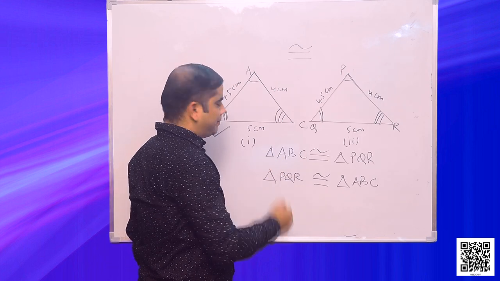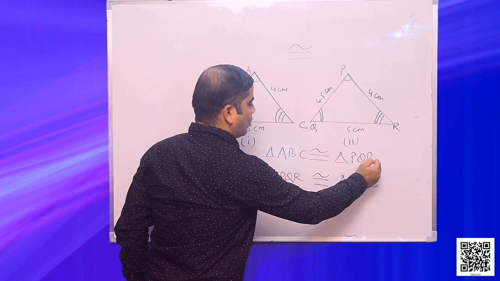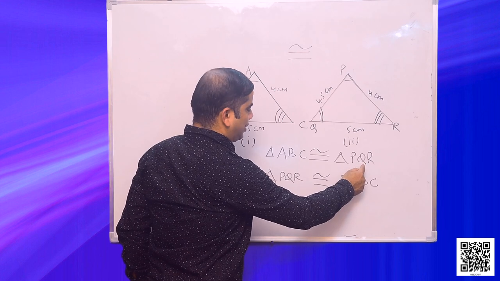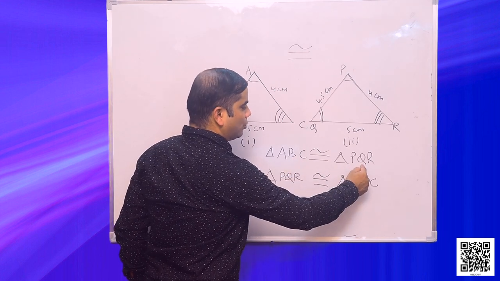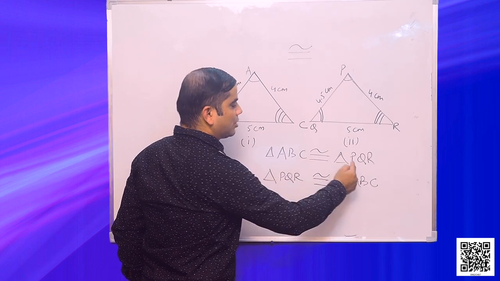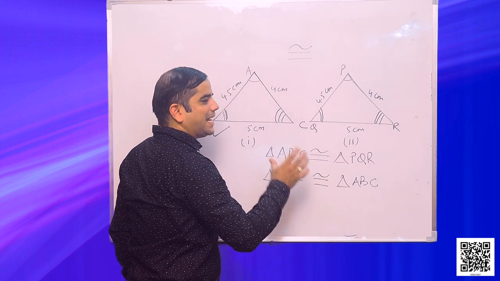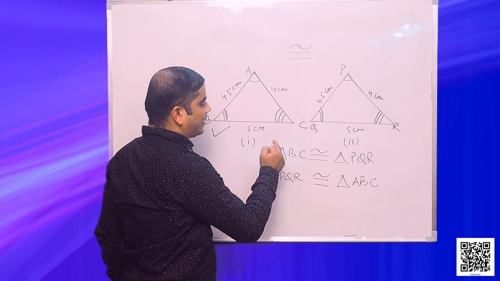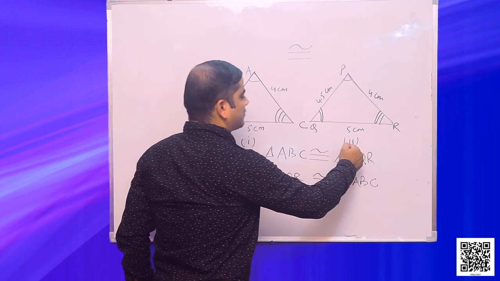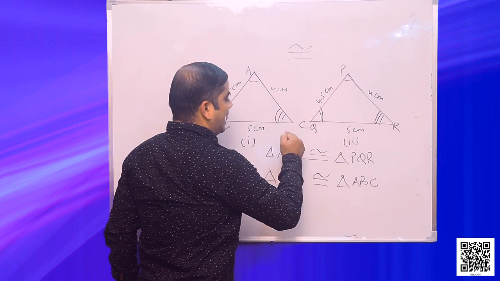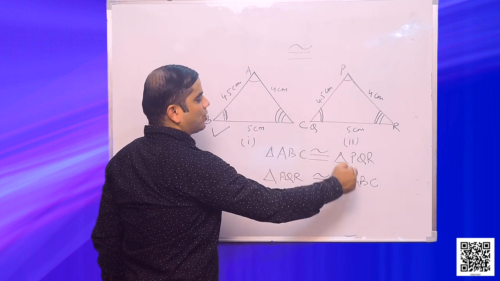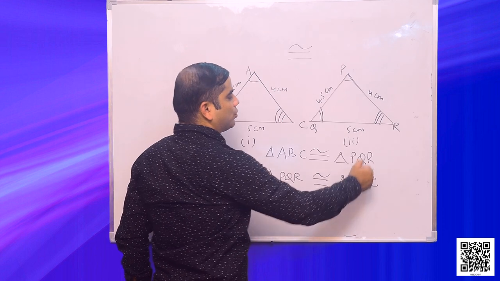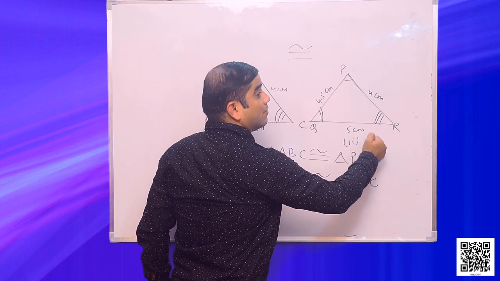We can clearly see that triangles ABC and PQR are congruent to each other. That means side AB is congruent to side PQ, side BC is congruent to side QR and side AC is congruent to side PR. That means they are exactly equal to each other. Same way, the angle that is formed at vertex A is equal to the angle that is formed at vertex P. Angle that is formed at vertex B is equal to angle that is formed at vertex Q. Angle that is formed at vertex C is exactly equal to that angle which is formed at vertex R.